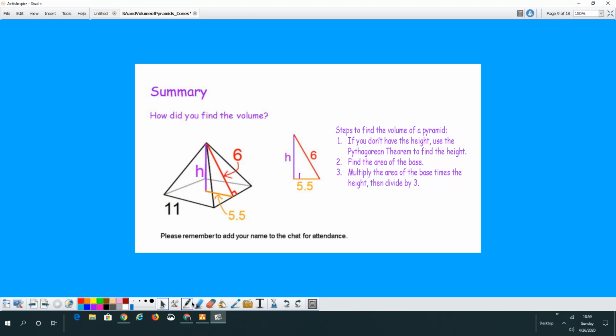I guess I didn't put the formula up there. Let me do that real quick. So again, the formula for volume equals big B, which is area of the base, times height, and that's height of the figure, and then we divide by 3. Very good.